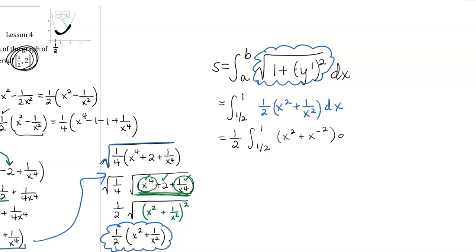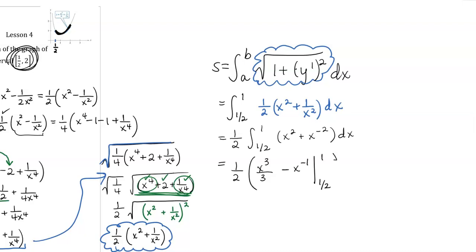Notice that I did rewrite that last term as x to the negative 2 instead of leaving it as 1 over x squared. So I have 1/2, integrate x squared to get x cubed over 3. Integrate x to the negative 2, increase your exponent up to x to the negative 1 and divide by your new exponent. So you're dividing by a negative 1, which is really just going to make that term negative. And then this is evaluated from 1/2 to 1.